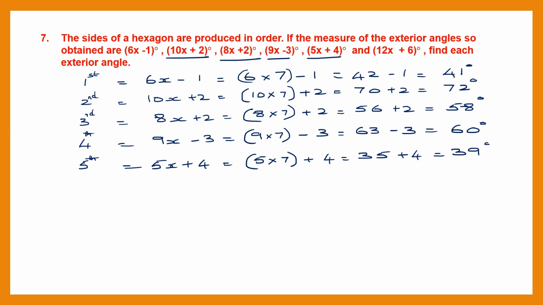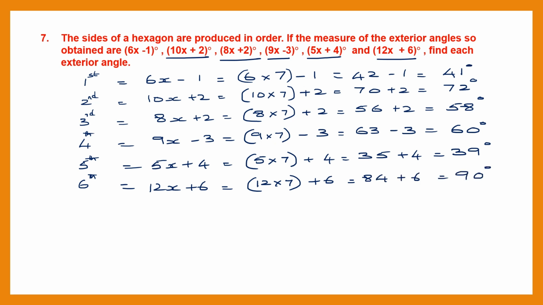So 39 degrees. Now the sixth angle is 12x plus 6. So that is 12x plus 6. 12 into x, that is 12 into 7 plus 6. 12 sevens are 84 plus 6 is 90 degrees. Okay, now if you want to check your answer, you can add up all these. It will add up to 360 degrees. So now we have found the value of all 6 angles.